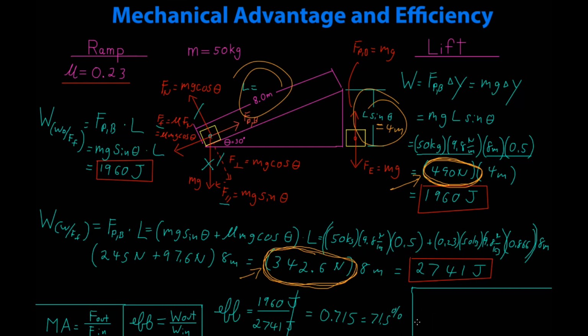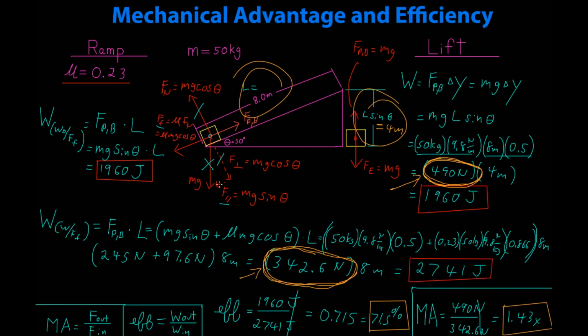So let's take a look at the mechanical advantage. Mechanical advantage is force out over force in. Force in is the force you use with the tool, 342.6 newtons. Force out is the force without the tool, 490 newtons. These cancel, and I get a mechanical advantage of 1.43 times. Side note, this is sometimes called a force advantage.